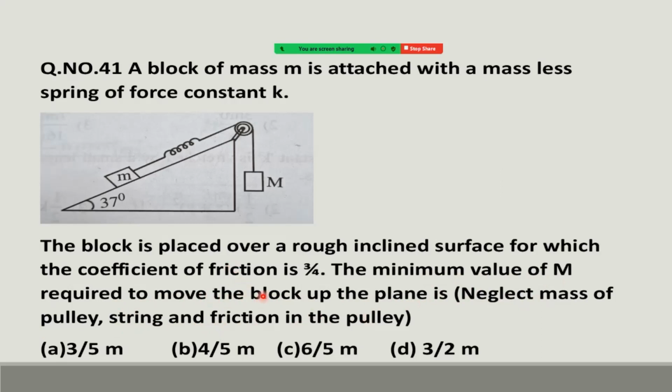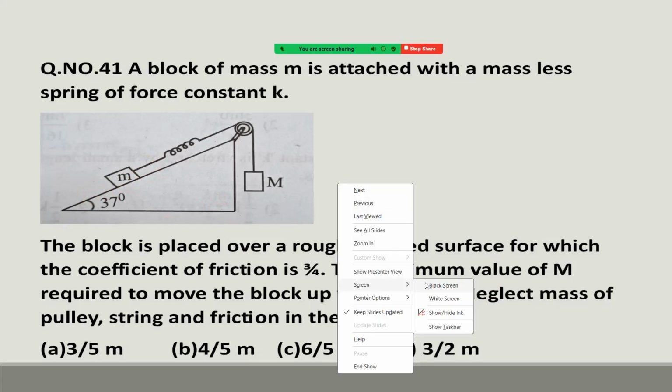Right. So the condition is that we have to find the minimum value of capital M so that this is about to move upwards. When this is about to move upwards, friction will be downwards and that will be the limiting value. So first focus here. If it has to move upwards, spring force should balance the weight component and limiting friction. Let us see the calculation part.